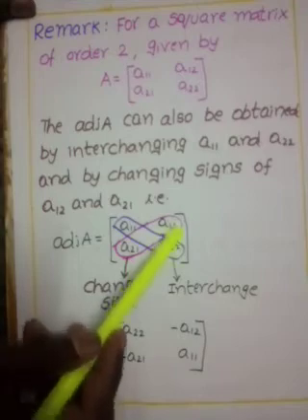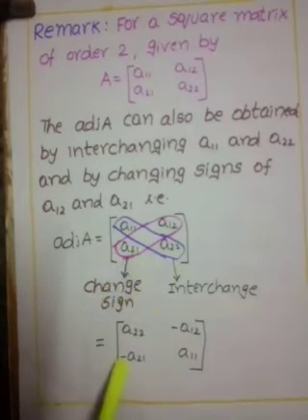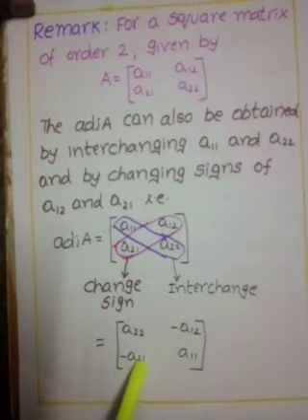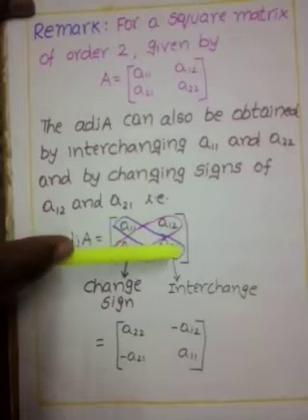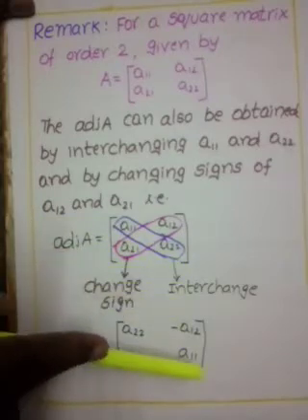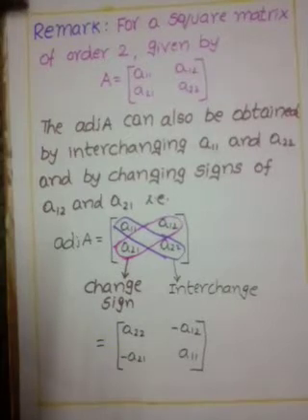So A12 is there, so we wrote minus A12. Here A21 is there, here we are writing minus A21. Okay, my dear children, we can write adjoint of a matrix of order 2 by 2 easily and directly in this way. Remember this method.